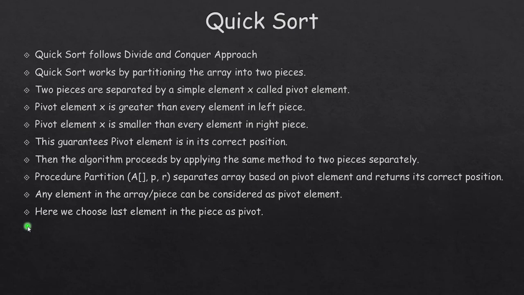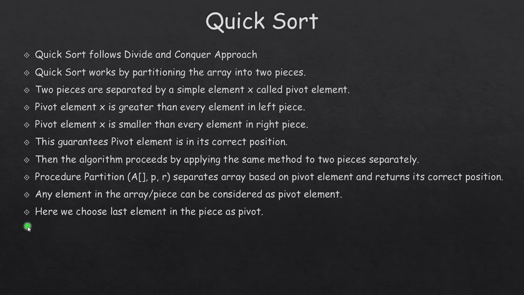Quicksort follows the divide and conquer approach. Quicksort works by partitioning the array into two pieces. The two pieces are separated by a single element x called the pivot element. Pivot element x is greater than every element in the left piece, and smaller than every element in the right piece. This guarantees that the pivot element is in its correct position. Then the algorithm proceeds by applying the same method to the two pieces separately.